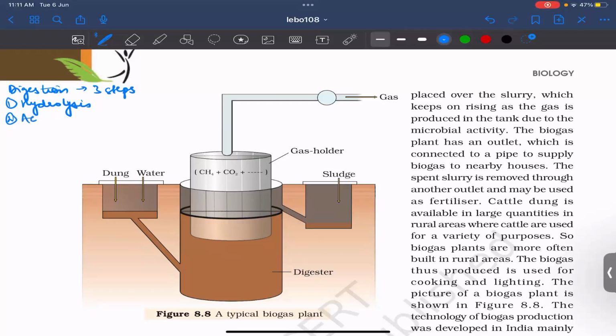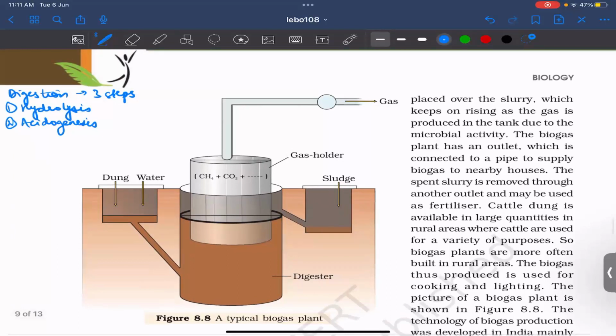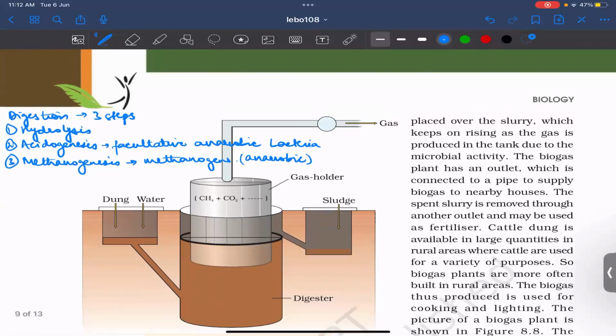Then there is acidogenesis. Acidogenesis is done by facultative anaerobic bacteria. Now the third step is methanogenesis. It is done by methanogens, as we read just now. Some of the examples are Methanococcus, Methanobacterium, and Methanobacillus. These are anaerobic bacteria.